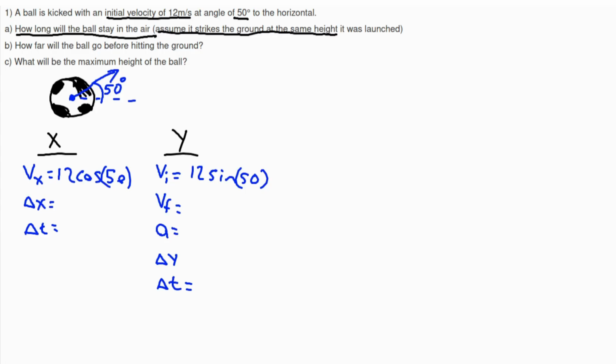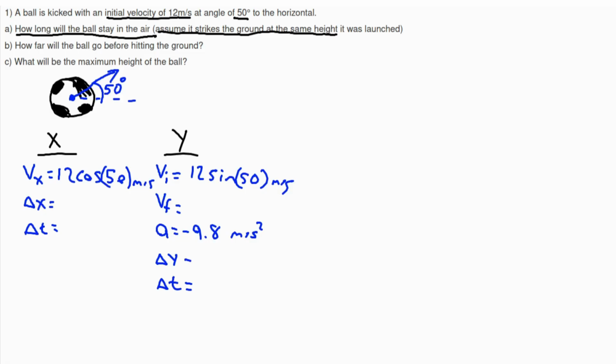For most of these problems, like projectile motion, it's going to be in the air, so gravity is going to be acting on it. So it's going to have a negative 9.8 acceleration. Oh, and let me put the units. So this will be meters per second for velocities. This will be meters per second squared.